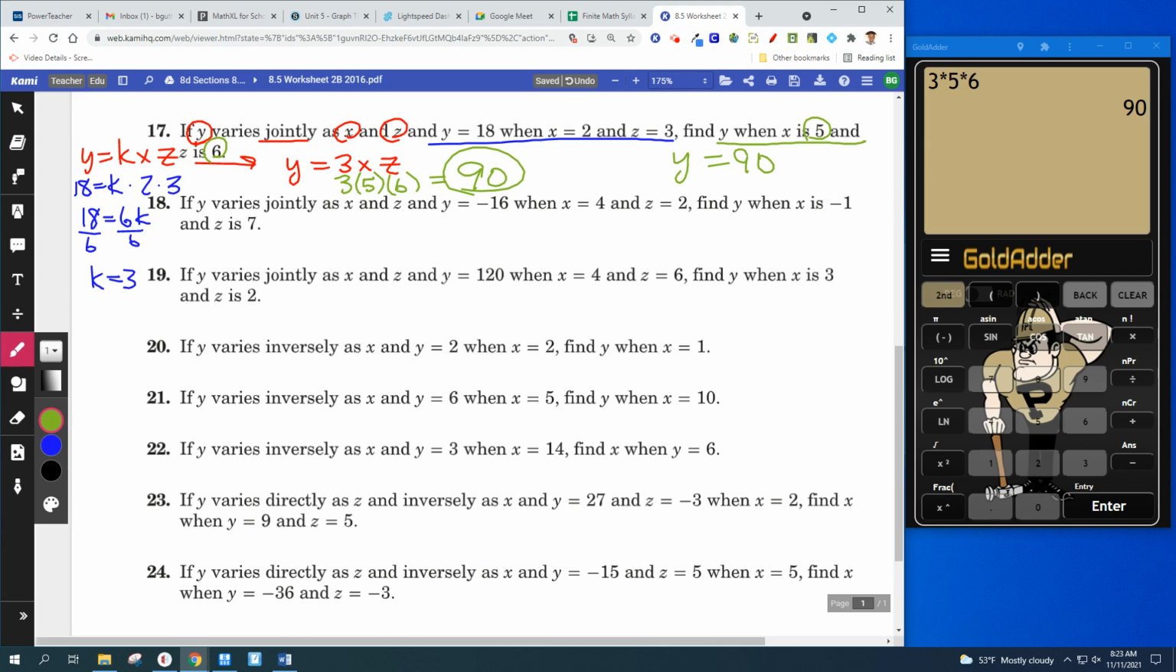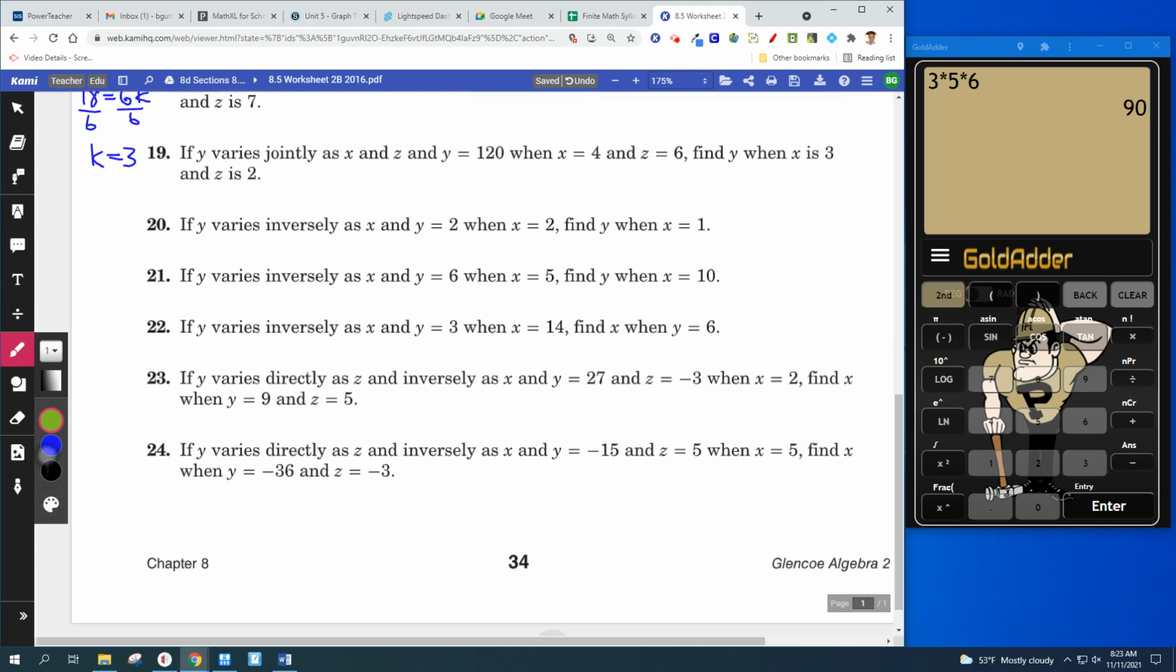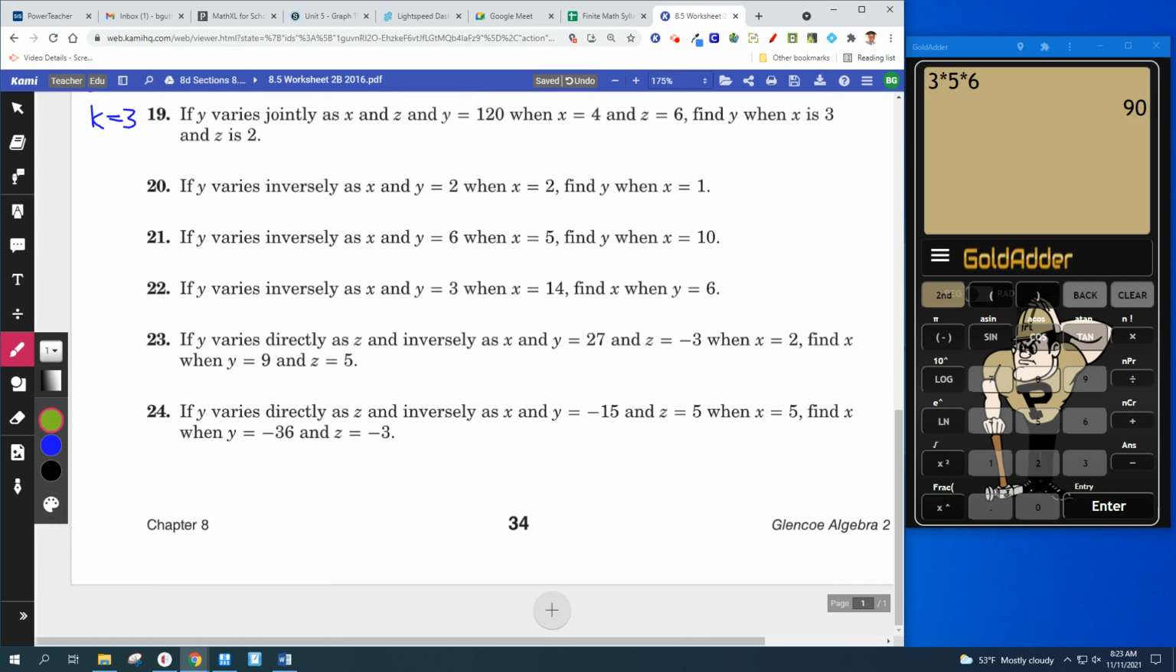So let's do 21. Okay, this one's an inverse variation. So y equals k over x. Very good. We know y equals k over x for inverse variation. So the steps are always the same. You write down the formula, then you plug in the numbers to find that k value.